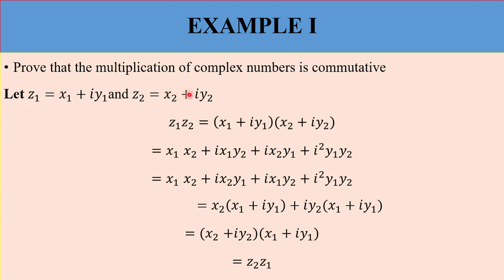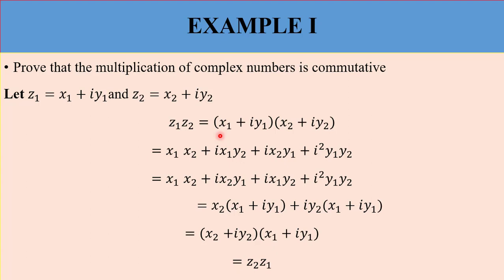Prove that the multiplication of complex numbers is commutative. So we have said that if you have two complex numbers, they can be commutative. So let's see how we can prove it. Let z1 be equal to x1 plus iy1, and z2 be equal to x2 plus iy2. Then we want to prove that z1 times z2 is equal to z2 times z1. So let's begin here.